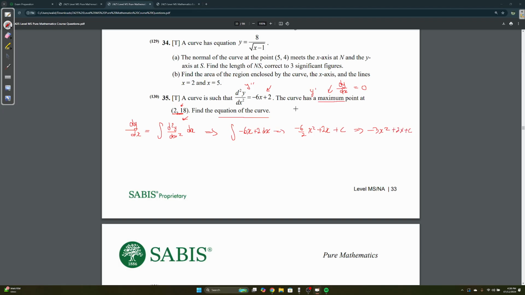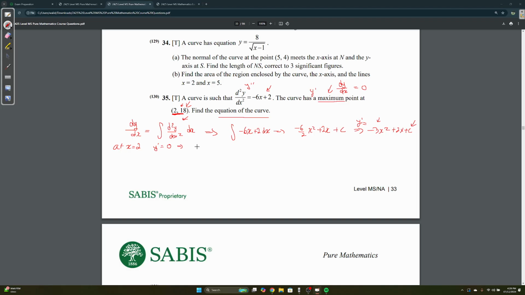This is our derivative. But again, we can't keep it in terms of plus c, so we need to substitute 2 comma 18. Here's what people do. They're going to substitute 2 for x and 18 for y. But why is this wrong? Because this is y prime. This is a maximum point. Remember, at your turning points, local minimum, local maximum, the derivative is equal to 0. So when you substitute 2 now, we should equate it to 0. So at x equals 2, you should write y prime is equal to 0.